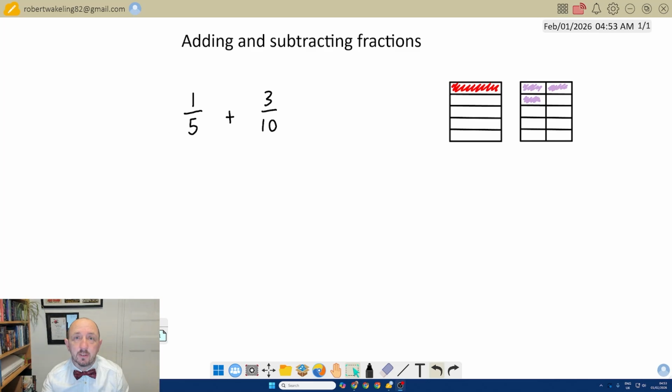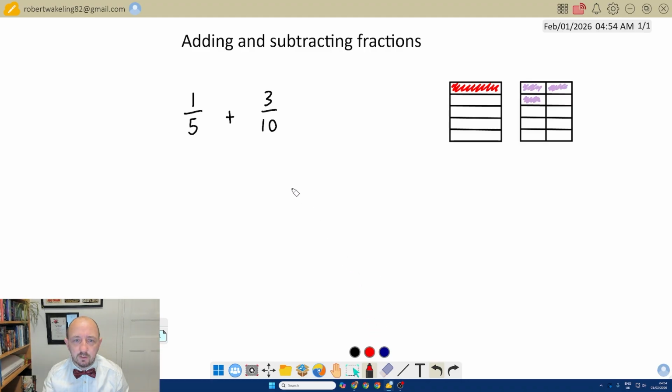In this video, we're going to be looking at adding and subtracting fractions. So if we look at this example of 1/5 plus 3/10, we can't add these things directly because they have different denominators. And if we look at the picture on the right here, we've got a shape split into fifths and one split into tenths. Essentially, we have to change the bottom number, the denominator, into the same number, and then we can add them.